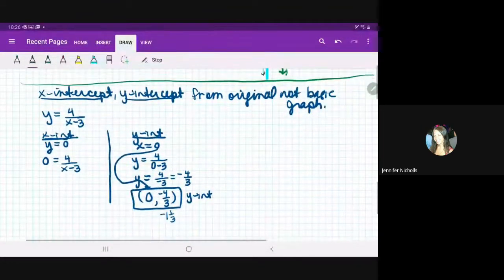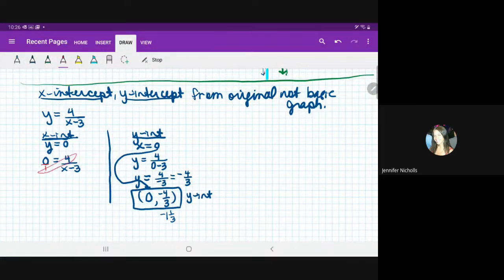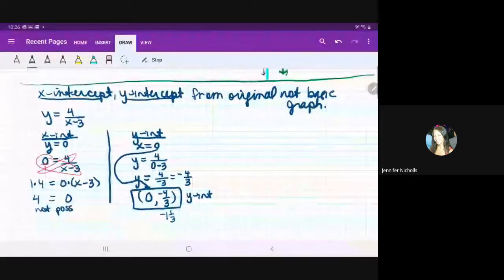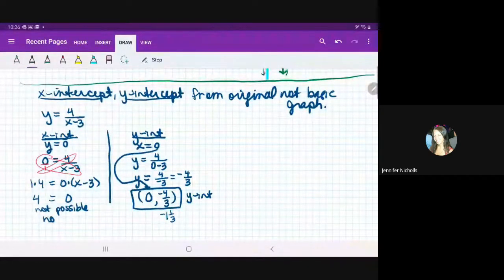Okay. And then the x-intercept, you're going to put a 1 underneath the 0, and then you're going to cross multiply. So 1 times 4 and 0 times x minus 3. Usually we don't show that step. Usually people just multiply it. Oh, that's annoying. That's 0. Well, 4 doesn't equal 0, so this is not possible. So I guess there's no x-intercept.